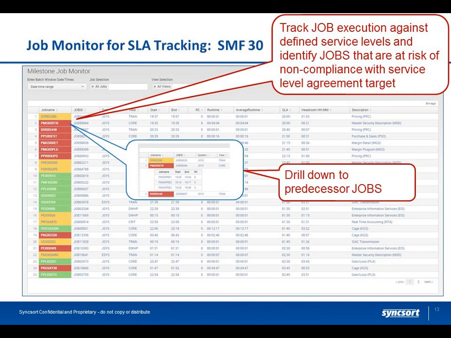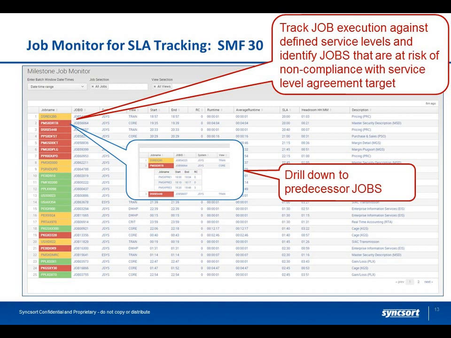So in talking about batch a little bit, this is actually a job monitor we built for service level agreement tracking using SMF type 30 records. What we did is we trended the information of batch job executions in the organization. And based upon that trend, we looked at what the service levels should be for individual jobs. When do they, and when should they need to complete by? Then we set up thresholds for those jobs, and we monitor the execution of them in real time to see, are they going to meet that service level agreement?